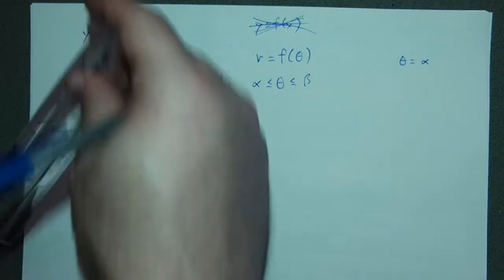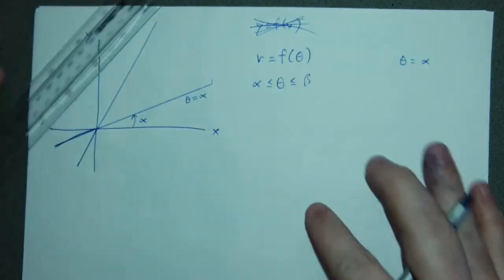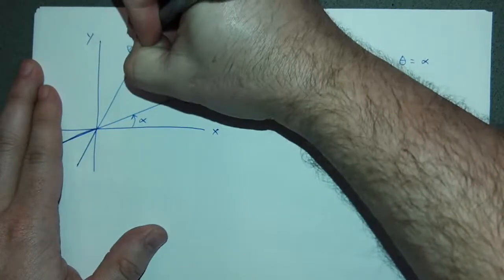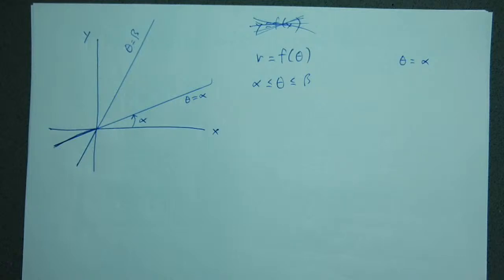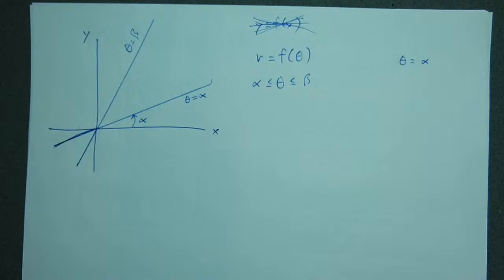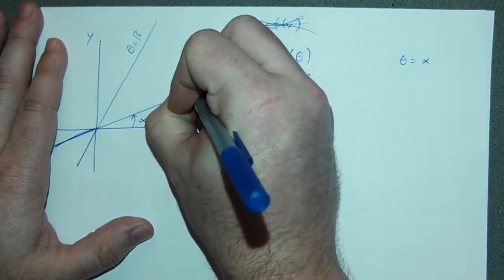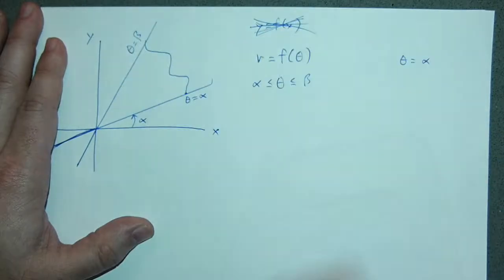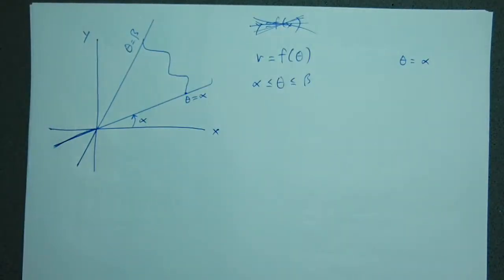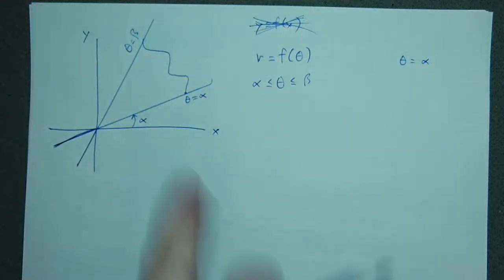The line theta equals beta might look something like this. And then what might a function r equals f of theta look like? It might be something that looks like this. Could be some weird thing like this. It could actually be even weirder than that. It could cross over and under itself a bunch, both with respect to x and y.